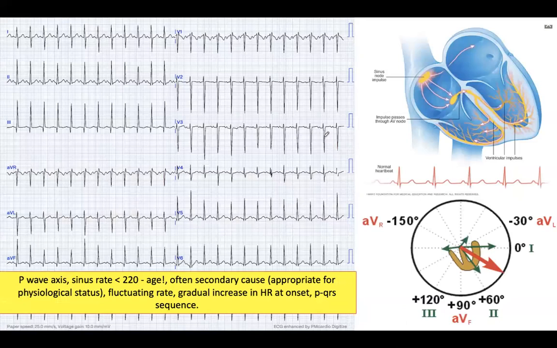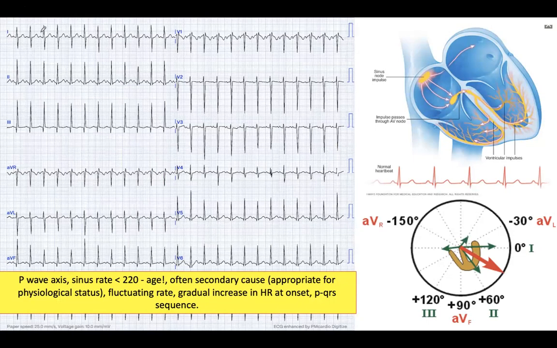Furthermore, the sinus rate is often less than 220 minus age. It is usually secondary to something, like in this case, fever, for example. It is usually fluctuating in rate. There is gradual increase and gradual decrease, and there is one-to-one conduction or PQRS sequence, okay? So in this patient, obviously she was febrile, so that's expected.